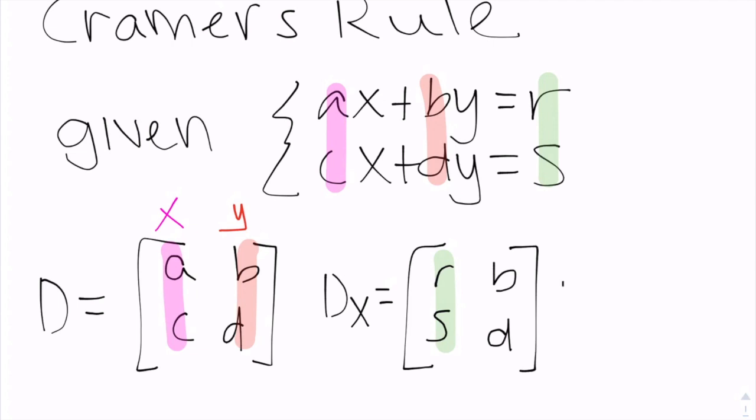And then your third matrix is going to be D sub y. And so this is where your x column will stay the same. And then your y column will be replaced with the constants.